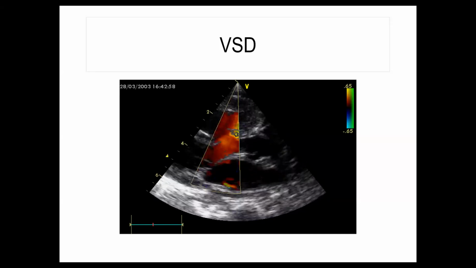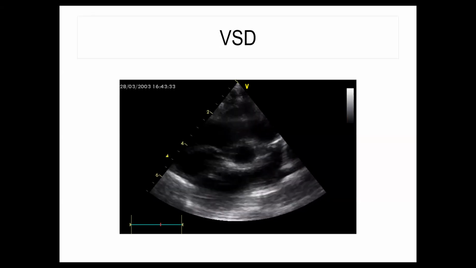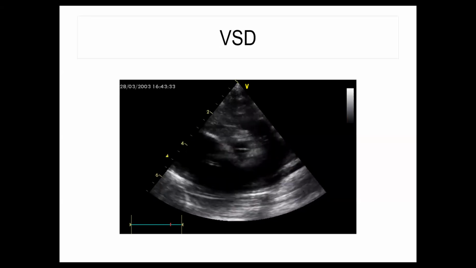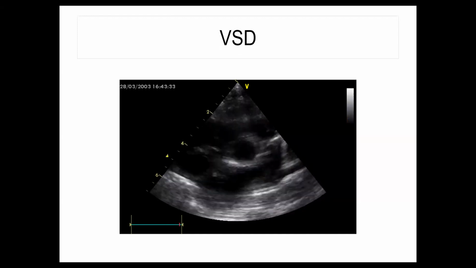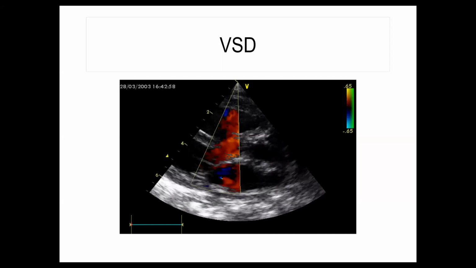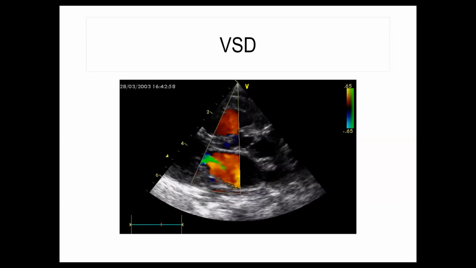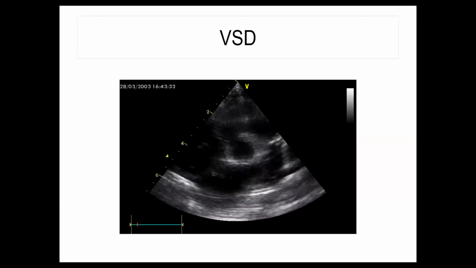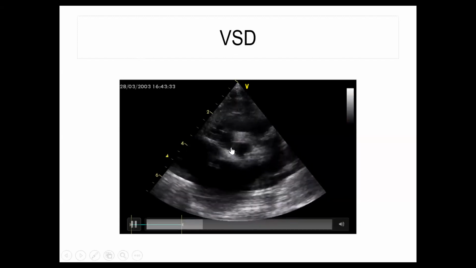Sir, there is something called supracristal and all that. Please forget about that. Yes, thank you, sir. So the representation of this paramembranous VSD in short axis view is, now look, this is a hole over here in the first third of the aorta.